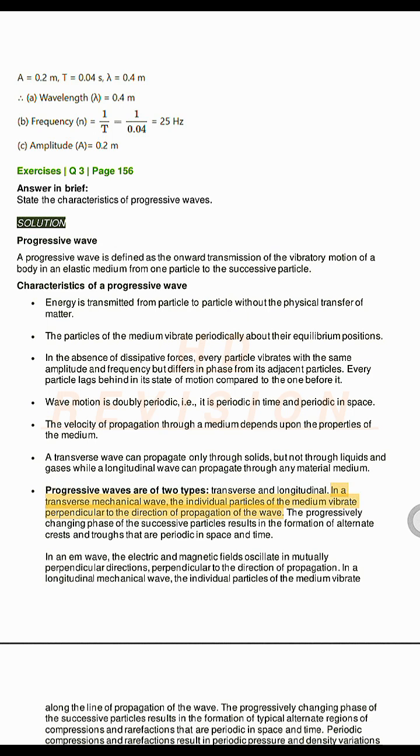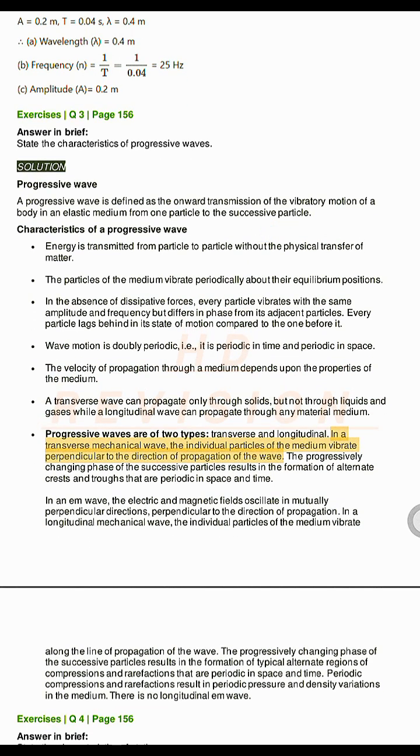In a transverse mechanical wave, the individual particles of the medium vibrate perpendicular to the direction of propagation of the wave. The progressively changing phase of the successive particles results in the formation of alternate crests and troughs that are periodic in space and time. In an EM wave, the electric and magnetic fields oscillate in mutually perpendicular directions, perpendicular to the direction of propagation.